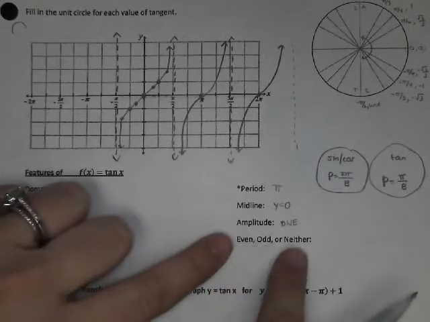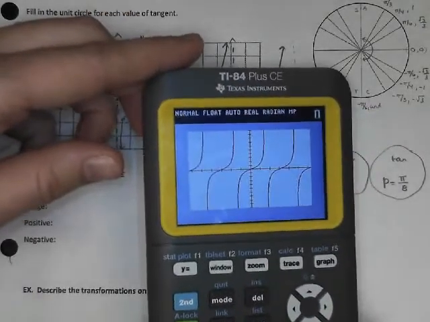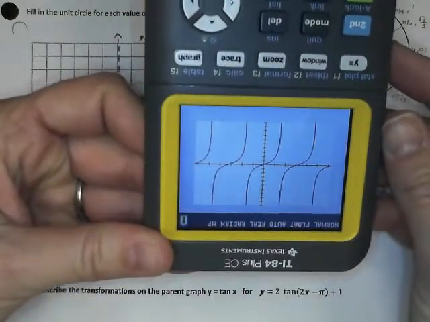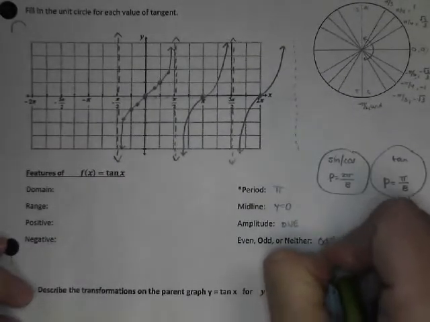Okay? As far as even, odd, or neither, if we flip this guy upside down, I'll do it more on my calculator, it'll be easier to see. It's the same graph upside down. That makes it an odd function.